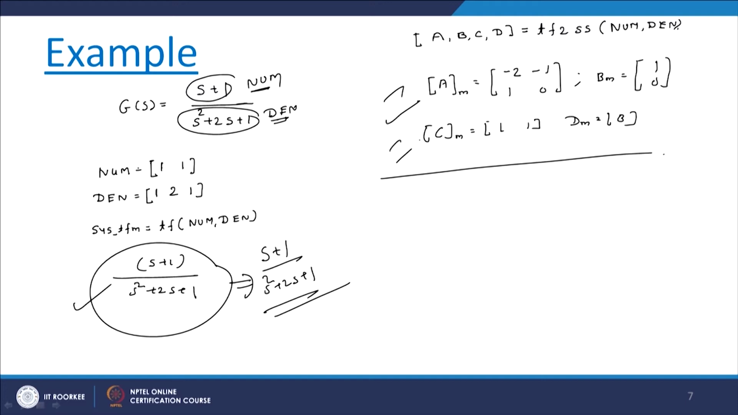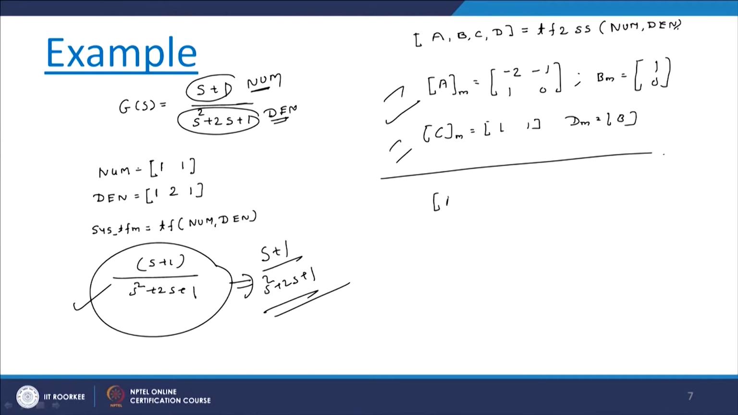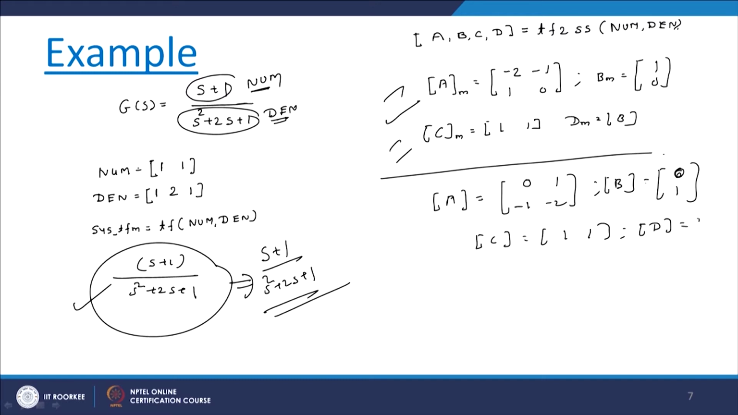But here if you see the model, this model is of a different form A, B, C, D, but if you do it manually we can write down this model as A equal to 0 1, -1 -2, B matrix as 0 1, C matrix as 1 1 and D matrix, this is 0.